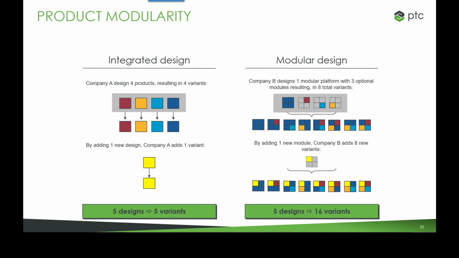So we get more of an exponential growth in the number of variants that we can offer when we use a platform and a modular design. And obviously, when we look at companies like Volkswagen, I think the number of variants that they have across their product range is a very large number. So managing all of this is incredibly difficult for our customers.